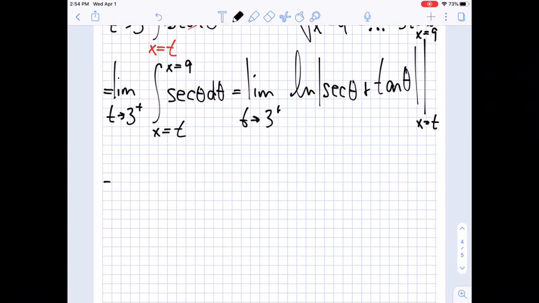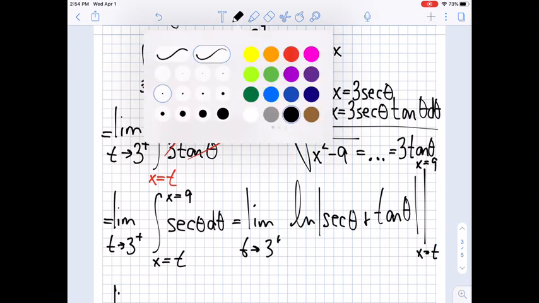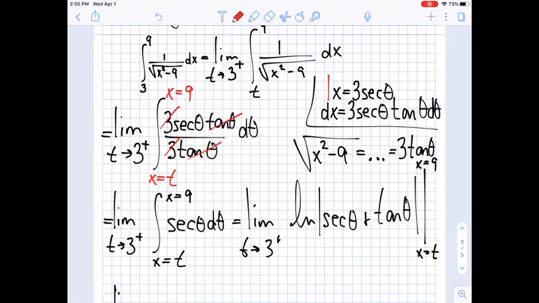Now we plug everything in, and we have to go back from theta to x. So first off, looking at secant theta and at tan theta, we want to go back to x. And to do that, we always go back to the same place. After having done a trig sub, we're going to go back right here to our original trig sub.